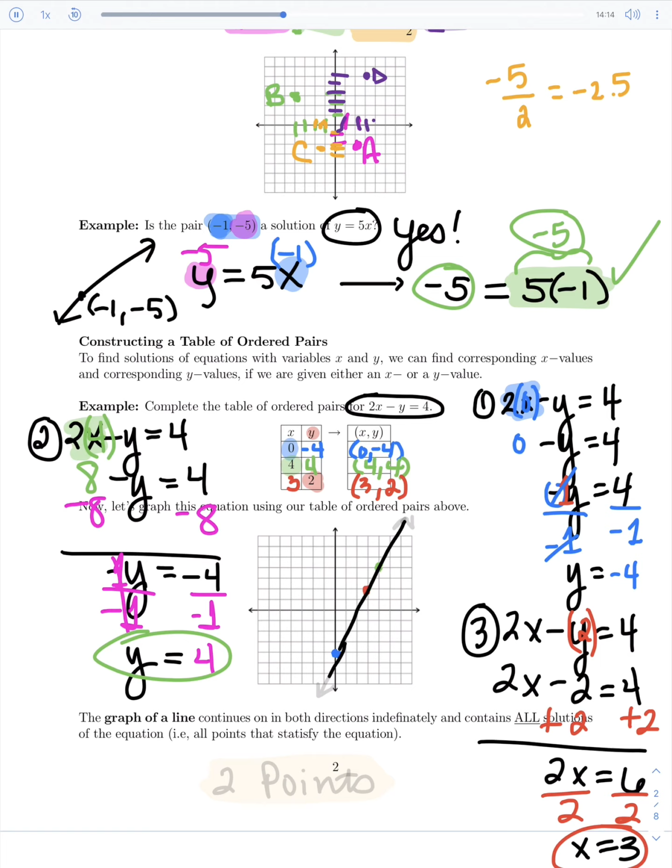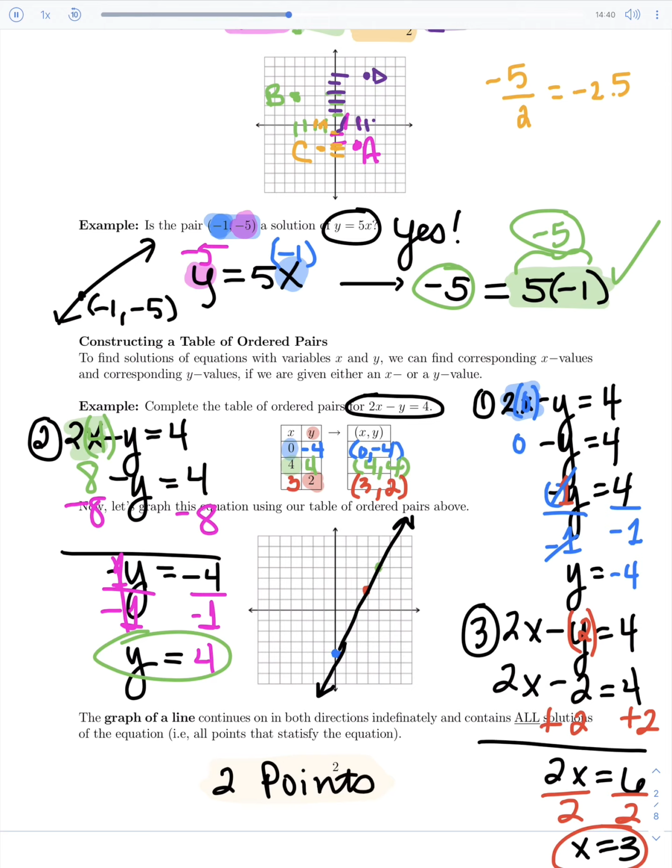But we actually go past our dots and put little arrows on the ends. The reason being is we want to indicate that our line is going to continue on forever, indefinitely, in both directions. Now we drew our line using 3 points. That's actually kind of overkill. All we actually need to graph a line is 2 points. That's the bare minimum.